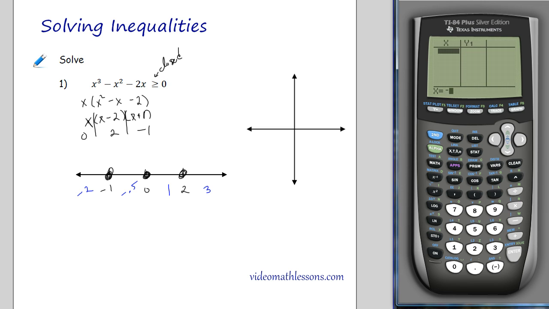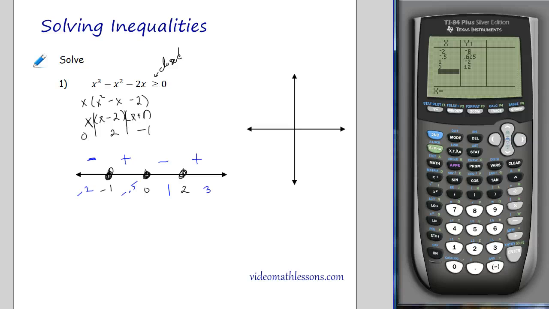So I'll just hit negative 2. And now remember, I don't care what the value is, I just care if it's positive or negative. And it's a negative 8, therefore it's a negative. I can punch in negative 0.5. And that gives me a positive 0.625, so that's positive. Plug in, what else am I going to plug in? A 1 and a 3. And I get a negative and a positive.